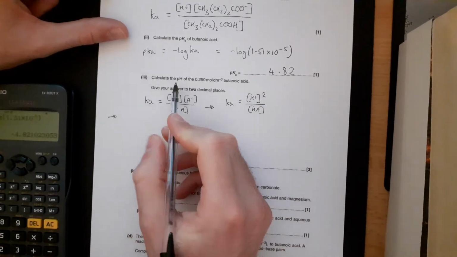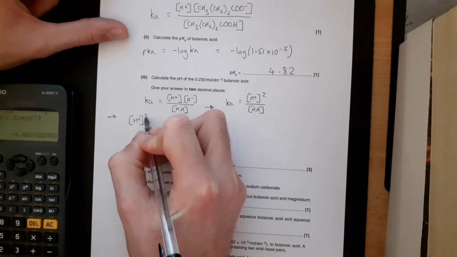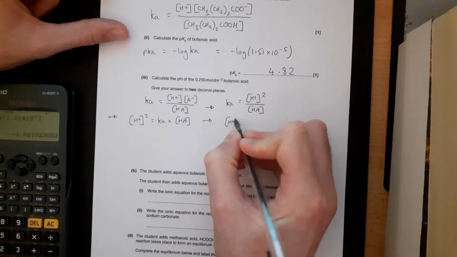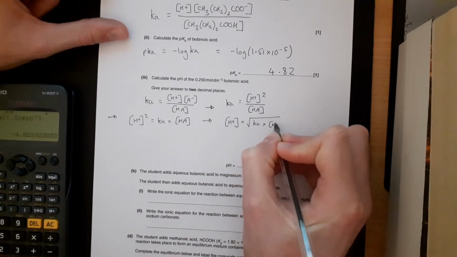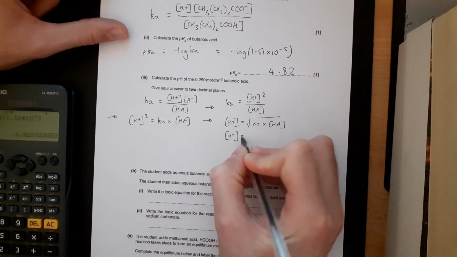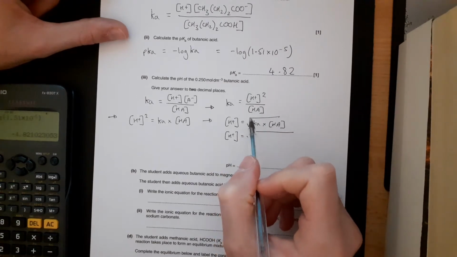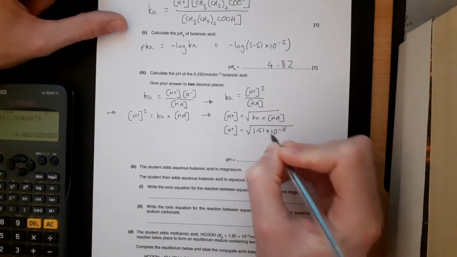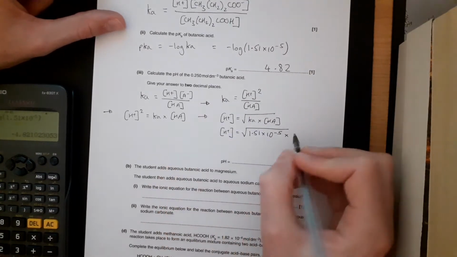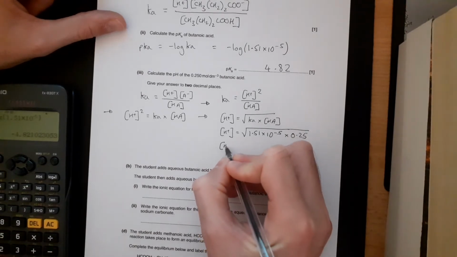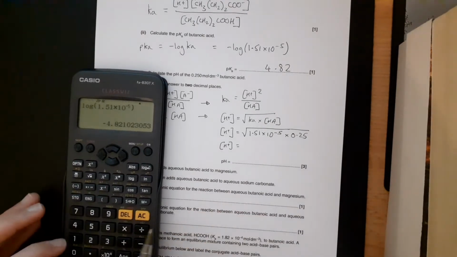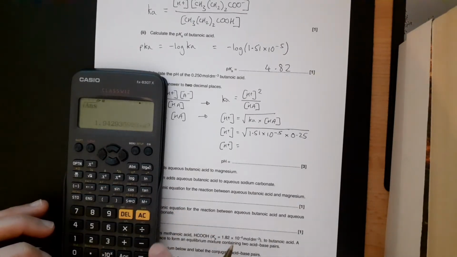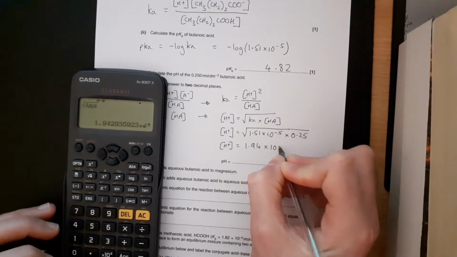Therefore, we're going to rearrange this. We want the pH, so we want the H plus concentration. So H plus squared is going to be Ka times HA, and therefore the H plus concentration is going to be the square root of Ka times HA. So the H plus concentration is going to be the square root of the Ka, which they gave us earlier on, 1.51 times 10 to the minus 5. Put that in. And the HA concentration is 0.25. So therefore the H plus concentration is going to be, let's work this out, 1.51 times 10 to the minus 5 times 0.25, and do the square root of that: 1.94 times 10 to the minus 3.